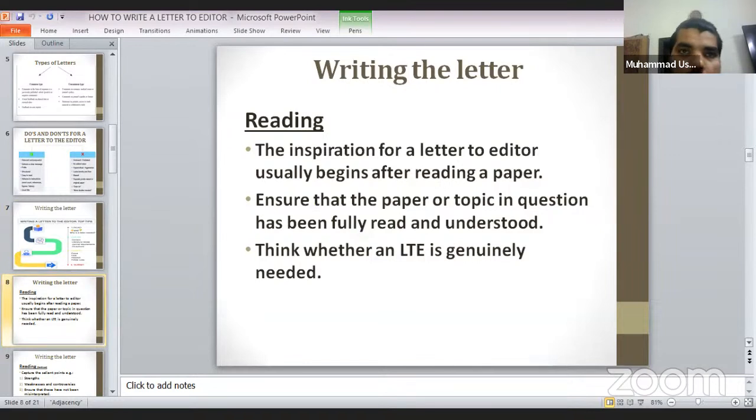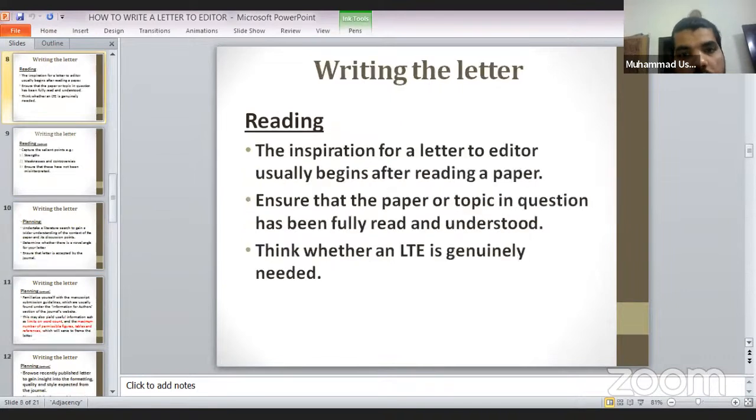Reading is the first and foremost cornerstone step in the process of writing a letter to the editor, like any other publication. It is basically the inspiration for a letter to the editor. It gives you an idea why you are writing one. If you haven't read a research paper, you will not be able to write, right? So the process starts from reading, and then you should read and review the literature which was previously published.